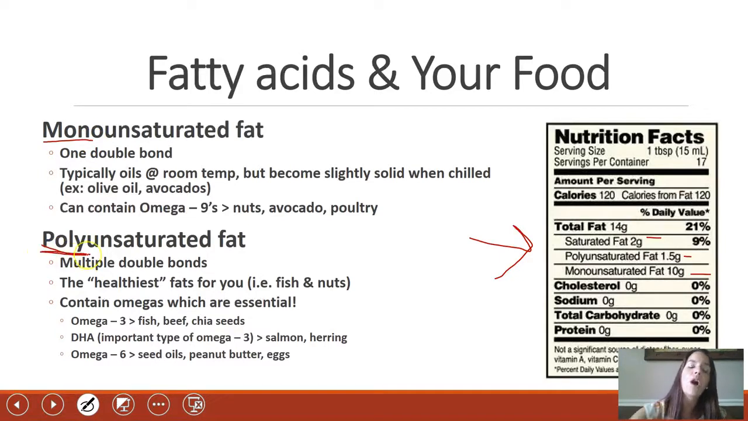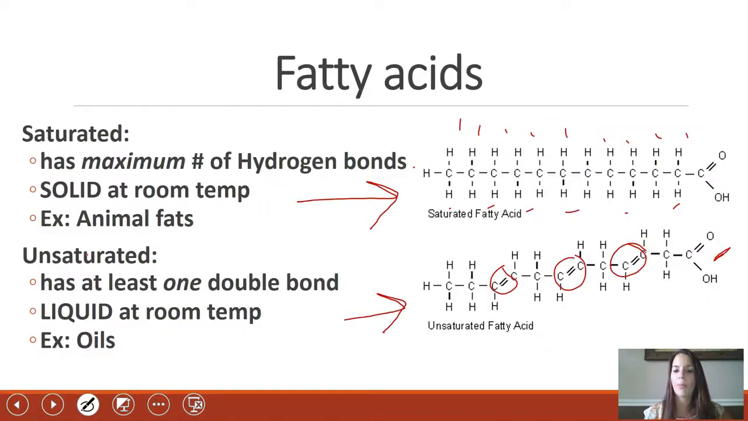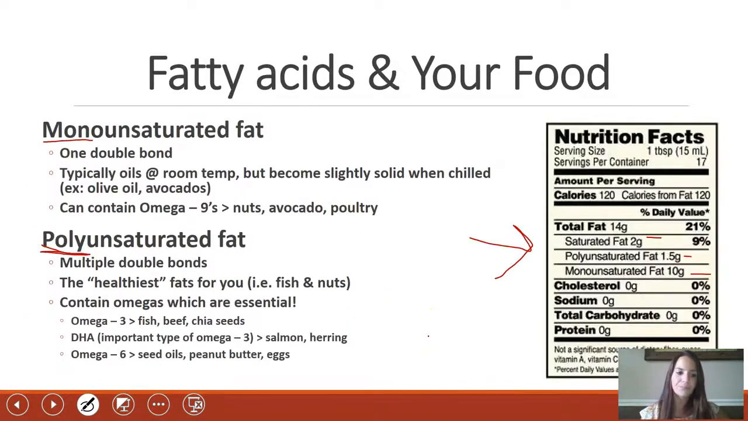Polyunsaturated means multiple double bonds. So if we go back to this slide, this would be a polyunsaturated fat. Even within unsaturated fats, there are still ones that are healthier for you than others. Polyunsaturated fats are typically regarded as the healthiest fats for you. These are the things that you find in fish and nuts.